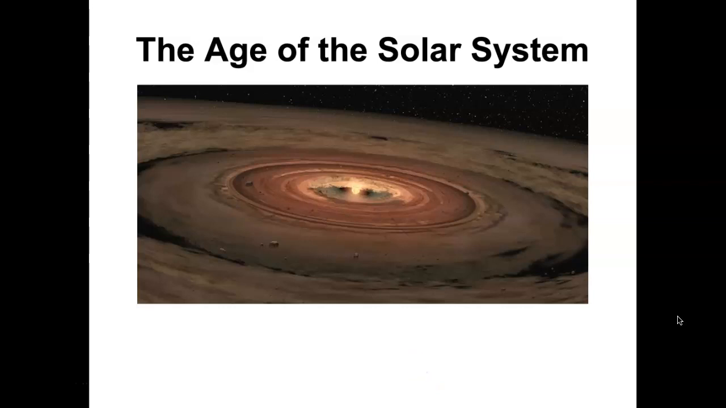Hey, everybody. All right. Well, there's one thing that we've been talking about all semester long, but we haven't really explored. And that is, what is the age of the solar system? When did this all start? When did the formation of the solar system begin? I've been giving you numbers all semester long, but where do I get that? Where do these numbers come from?